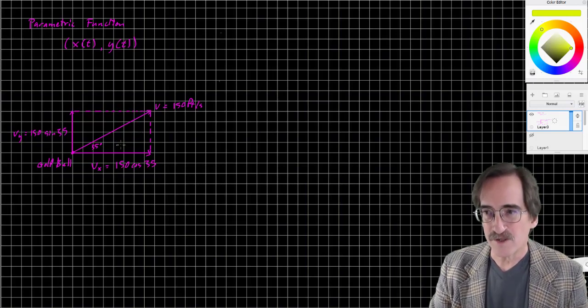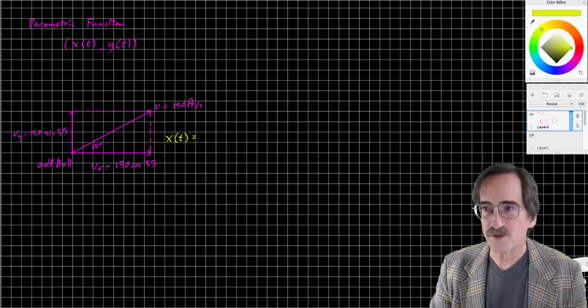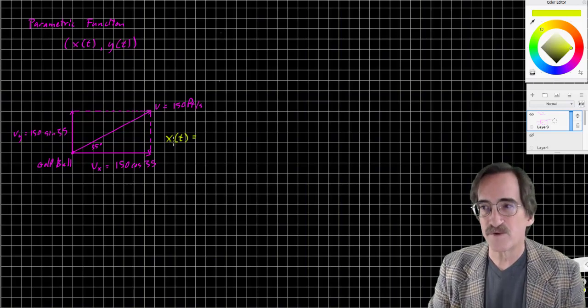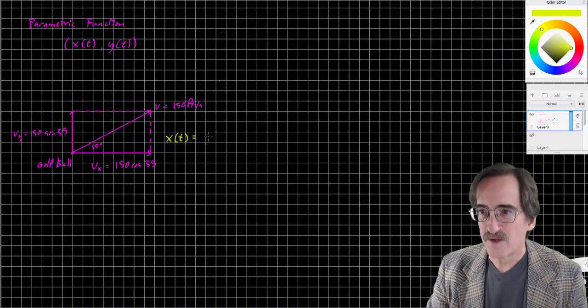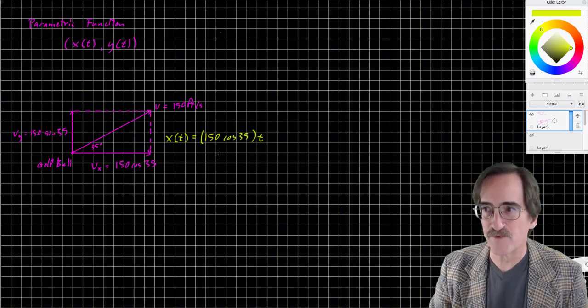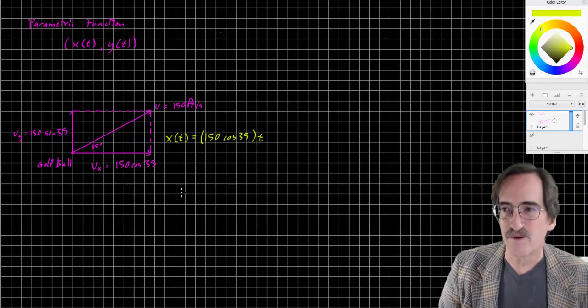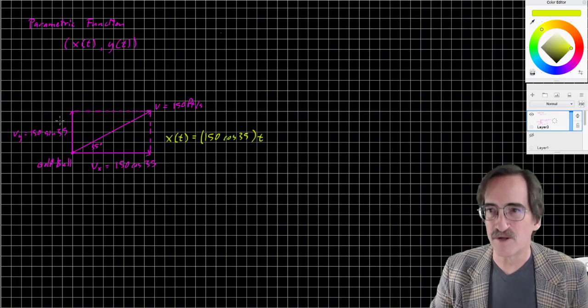But ignoring friction, the velocity is constant. So the position x of t is directly proportional to its time, right? Distance equals rate times time. So the distance traveled is the rate at which it's traveling, 150 cosine 35, times the time, t. If it travels 2 seconds, it'll travel twice as far. If it travels 3 seconds, it'll travel 3 times as far. There's our x component.